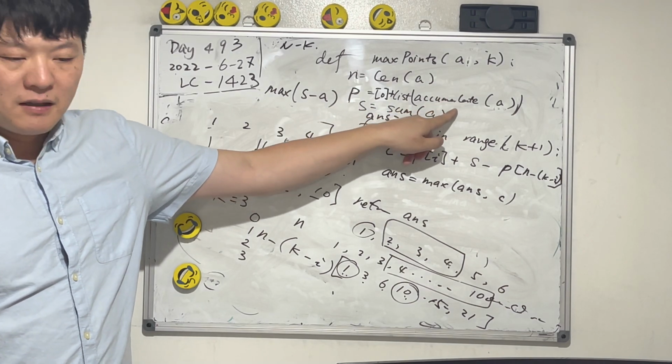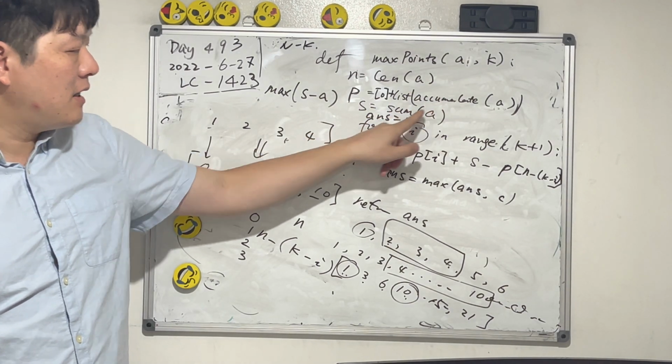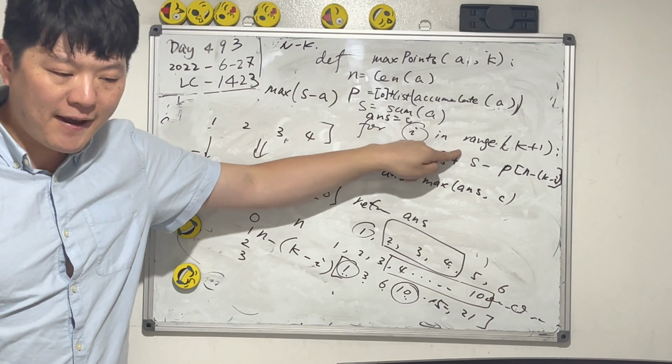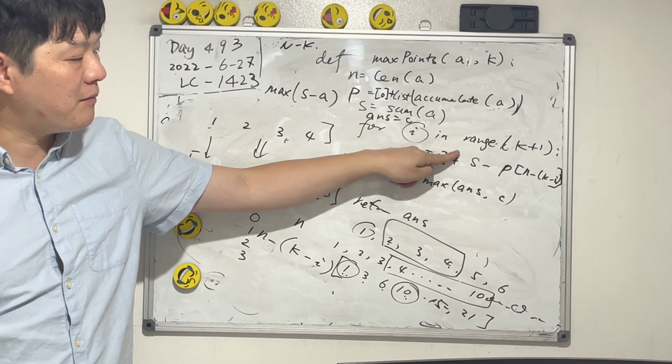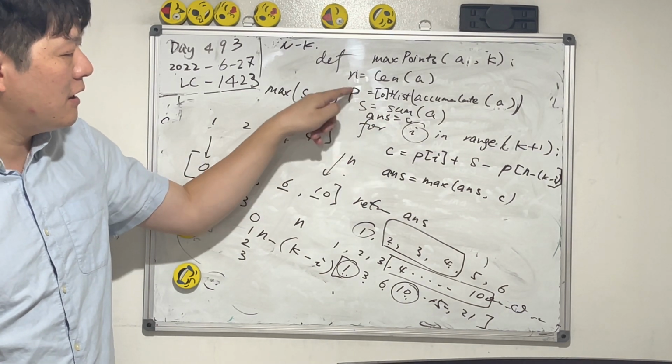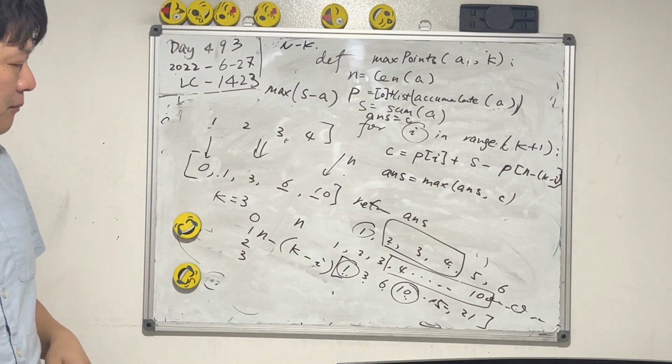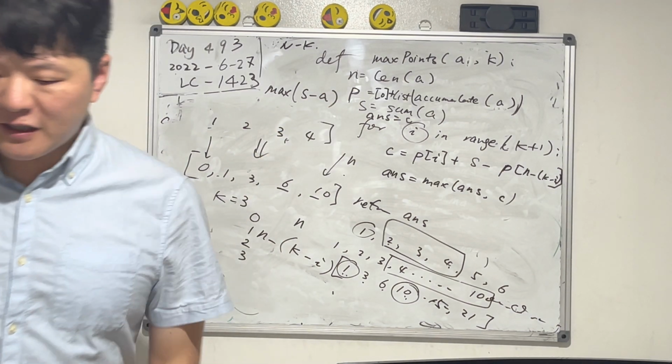And then the time complexity, look. Accumulate is O(n) time, O(n) space, and the sum is O(k) time. So it's O(n) plus O(k), okay, so that's O(n) time. Space complexity: we're using the accumulate prefix array, so that's going to take O(n) space. Okay, that's it for today.